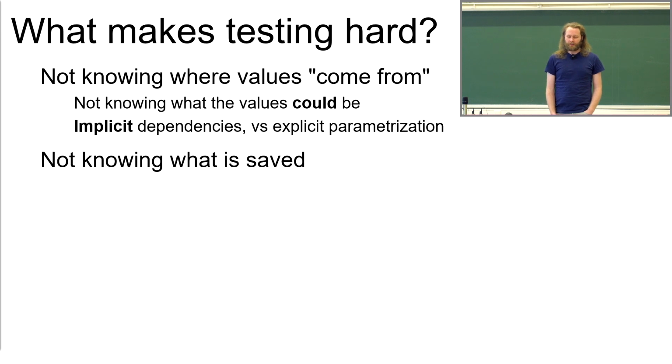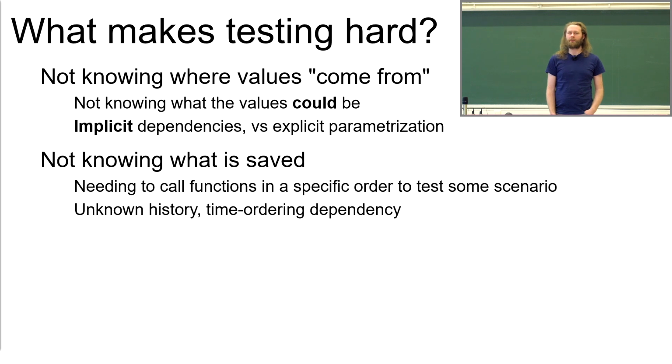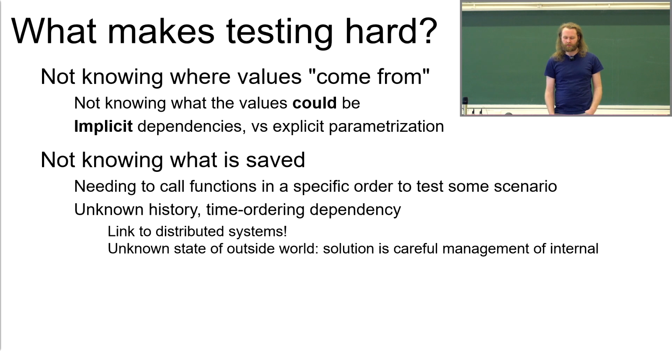We also don't know what is saved. That's this shared variable. So if we call the function, if we change the order in which we test the function, it's going to change the results. So we have some time ordering dependency here. And look here, we have a time ordering problem. Where did we encounter a time ordering problem last time? Could it be in distributed systems?